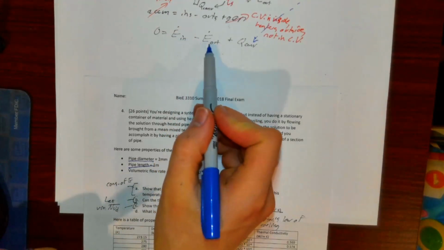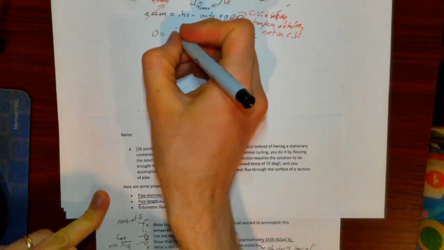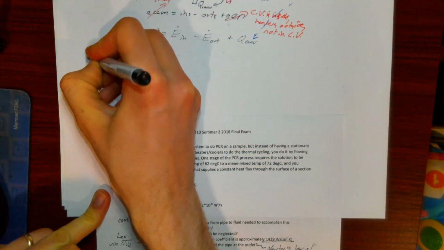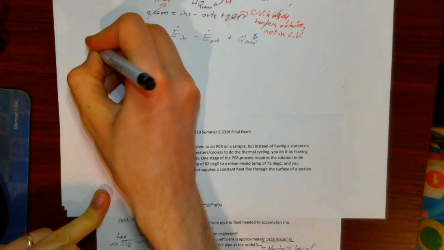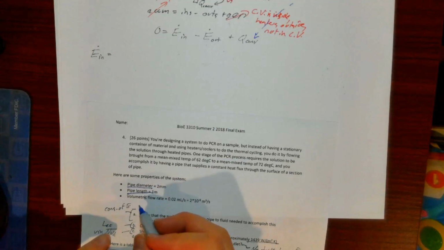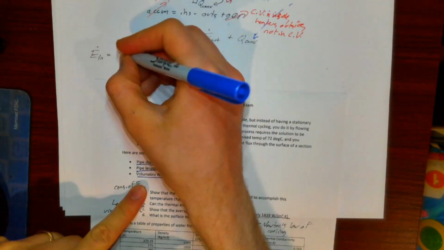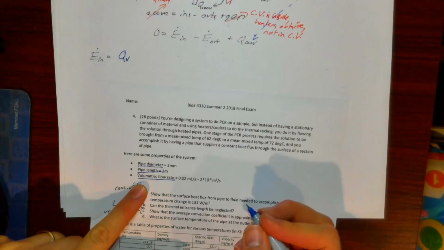If I think of energies carried by mass, well, energy carried by mass in is going to be proportional to a couple of things, right? The first thing it's going to be proportional to is this volumetric flow rate, right? So it's proportional to this volumetric flow rate.